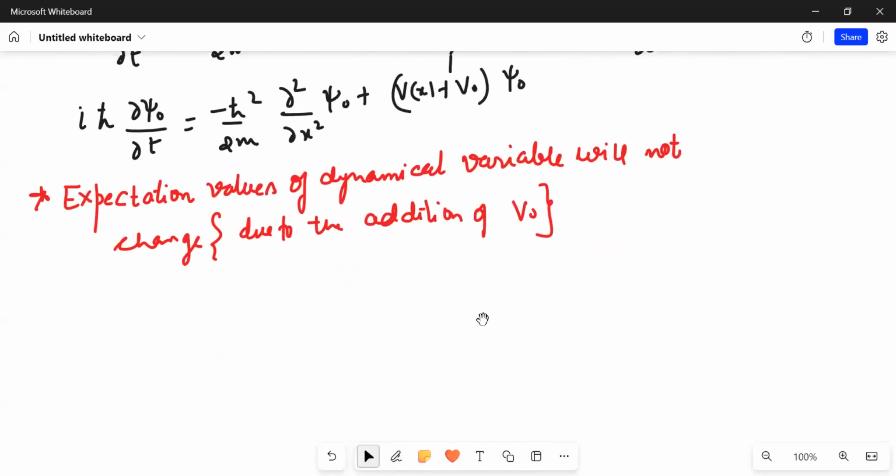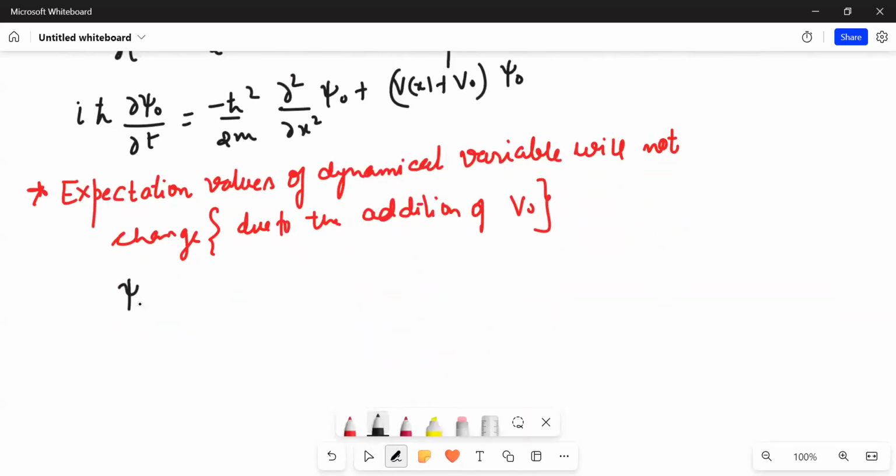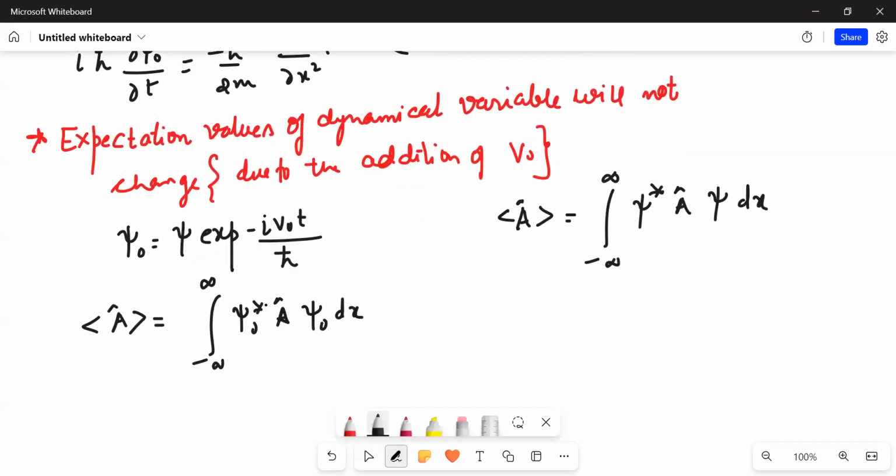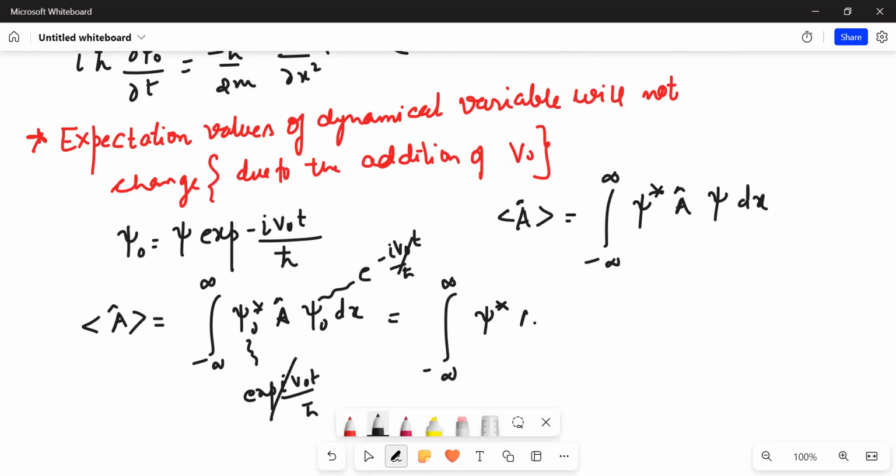Why? Because we know that ψ₀ equals ψ times exponential of minus iota V₀ t upon ħ. The expectation value of a dynamical variable A cap: previously, when V₀ was not added, the function is normalized, ψ* A cap ψ. But now the new dynamical variable is ψ₀* A cap ψ₀ dx. Now just remember that the exponential of iota V₀ t upon ħ appears here, and here I will be getting exponential minus iota, and eventually I'll be left with this.